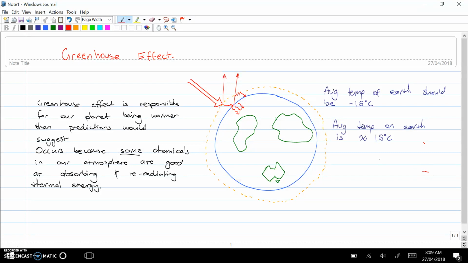But as the radiation leaves the planet and travels through the atmosphere, some is absorbed into the atmosphere and then re-radiated in all directions, and some of that is back towards the planet, and that allows the planet to be a little bit warmer than we would predict.